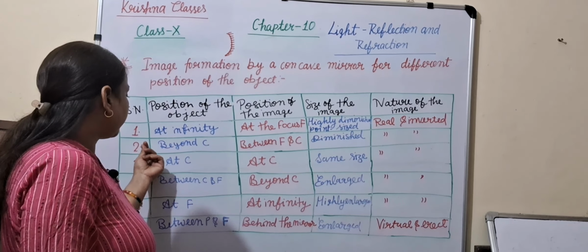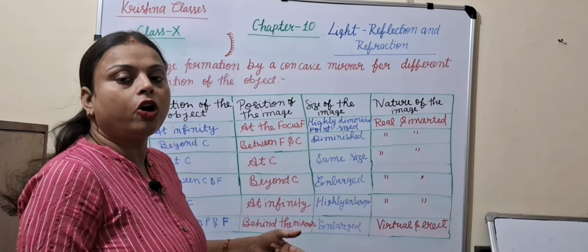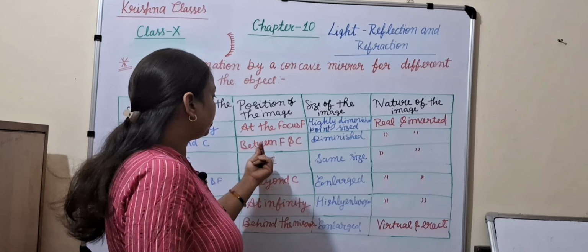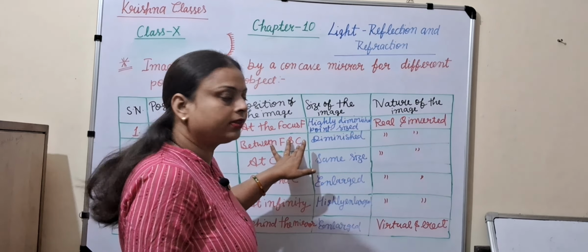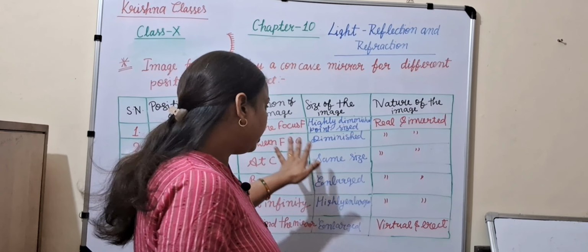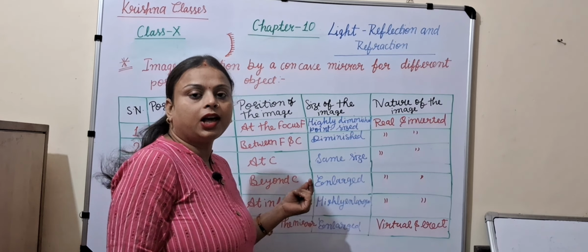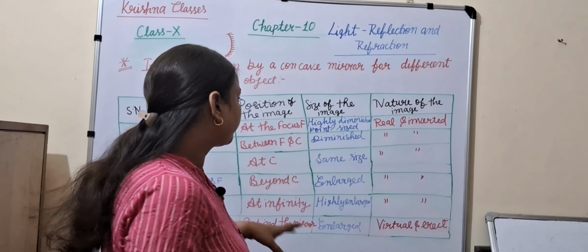Second, what is the second condition? When the object is just beyond C, at that time the image is formed between F and C. You know very well what C is. C is the center of curvature. I also described what the FCP is in my previous class. So for knowledge of some terms, you have to watch my previous video.